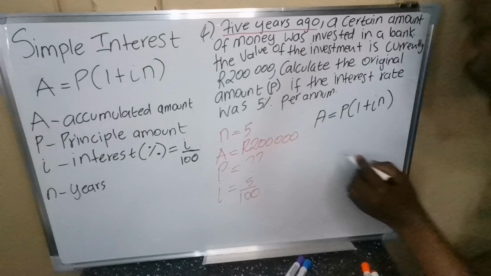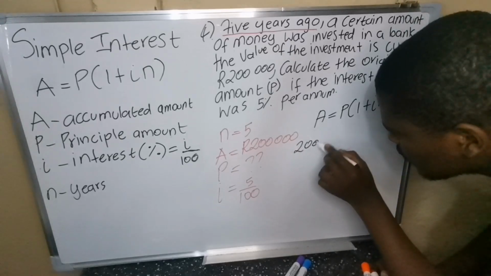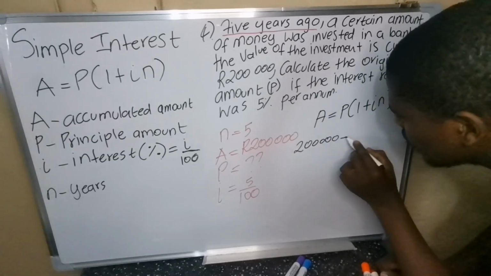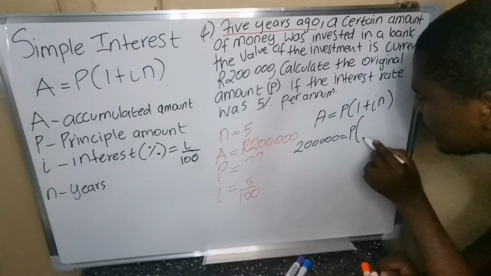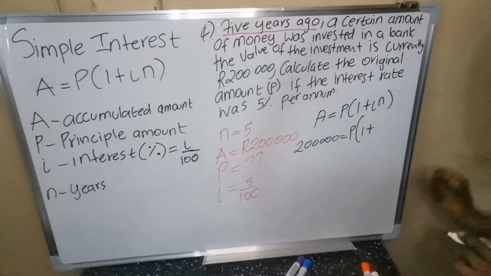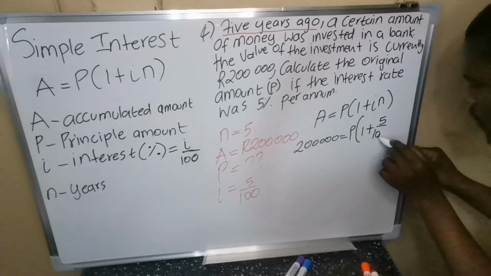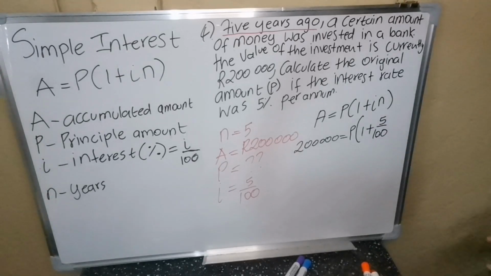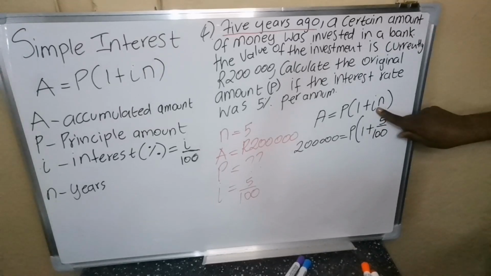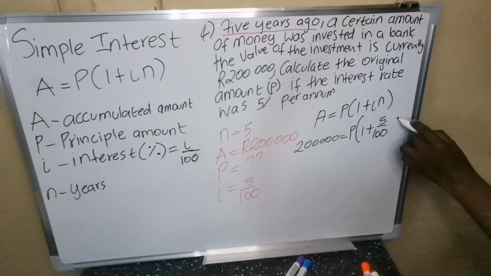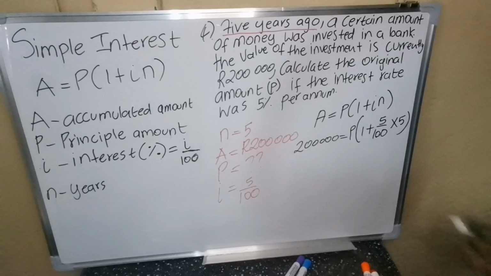So now, what is the value of A? It is 200,000 rand. 200,000 rand is equal to P. You open a bracket, 1 plus. What is the value of i? It is 5 over 100. Some will write 0.05. It's not a problem. Then what's the value of n? 5 years, times 5.